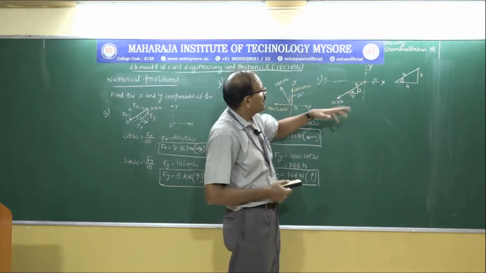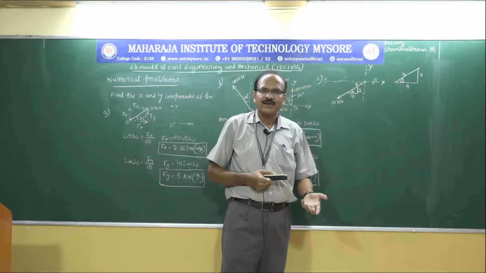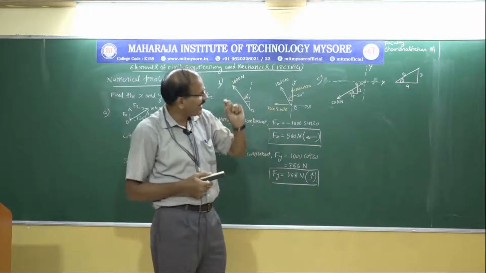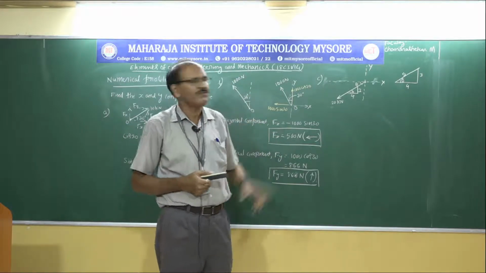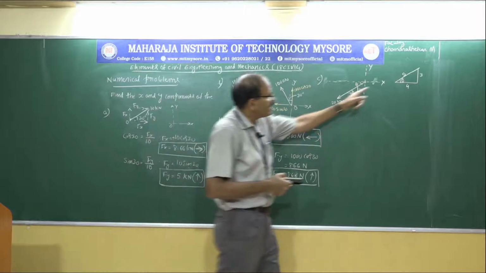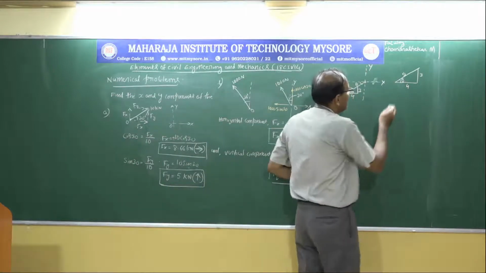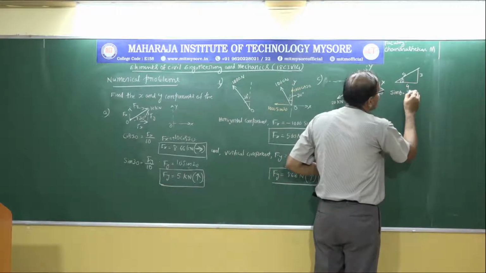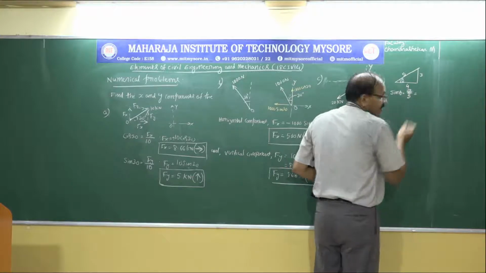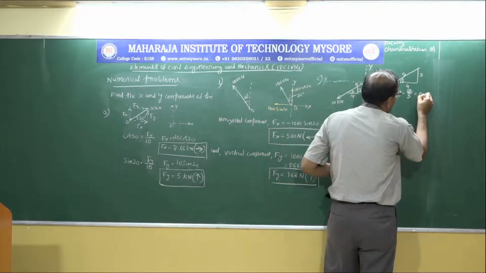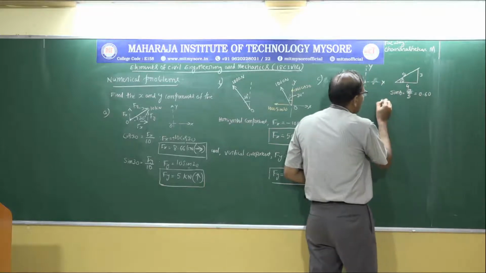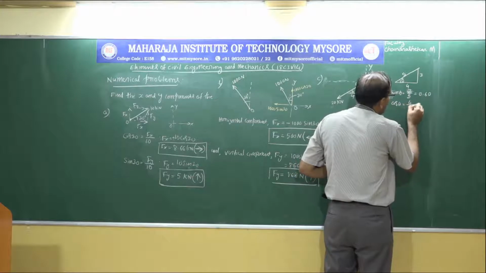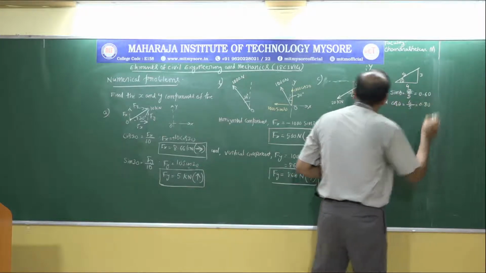So first, you can find out what is theta, or else, because we need cos theta and sin theta, we can directly find out what is sin theta and cos theta from this triangle. So from this triangle, what is sin theta? Sin theta is 3 by 5, that is opposite side by hypotenuse, that is 0.60, and cos theta is 4 by 5, that is equal to 0.80.